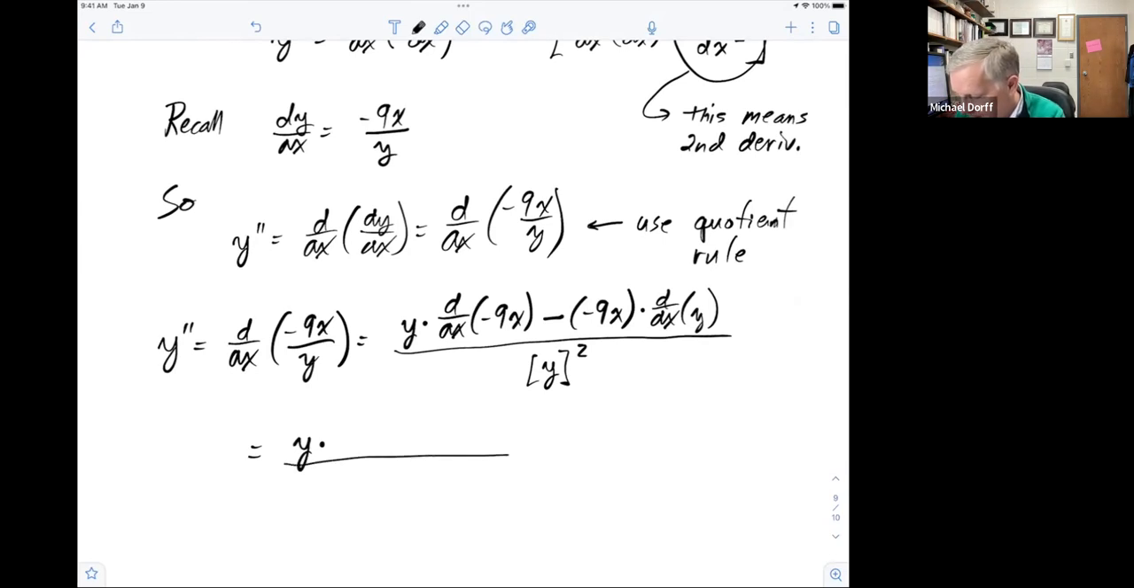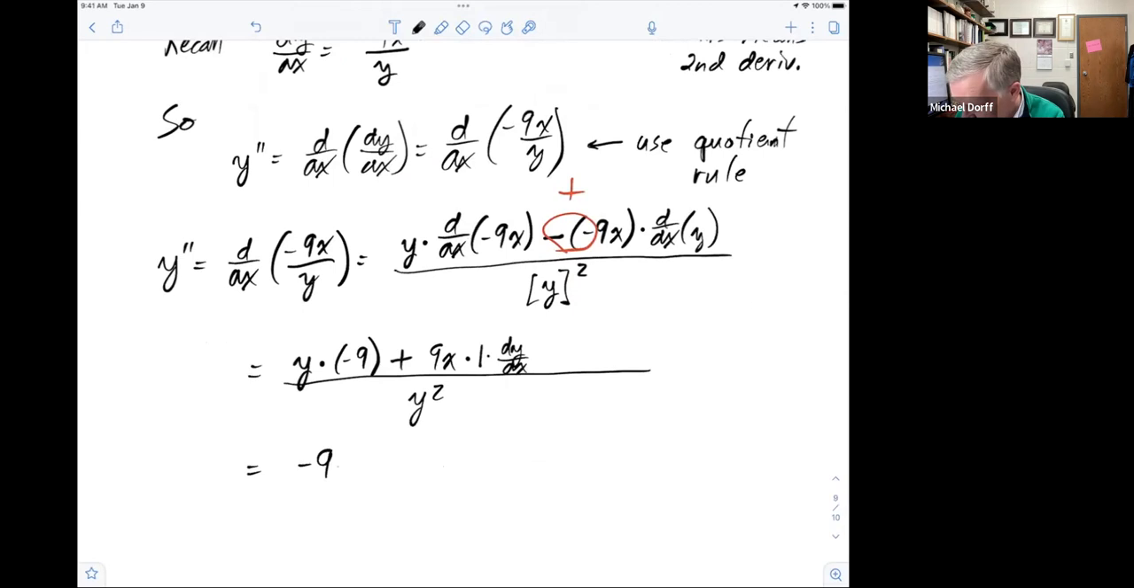So now I've got, in the numerator, y times d dx of negative 9x. The derivative d dx of negative 9x is just going to be negative 9. All right, dx dx, which I'm not writing. And then I'm going to have plus. Then we have a plus here because we have 2 negatives there. And now I've got a 9x. And now I'm going to take the derivative of y, so d dx of y, that's going to be 1, and then times dy dx, and all over y squared. So cleaning that up, that looks like negative 9y plus 9x dy dx all over y squared.